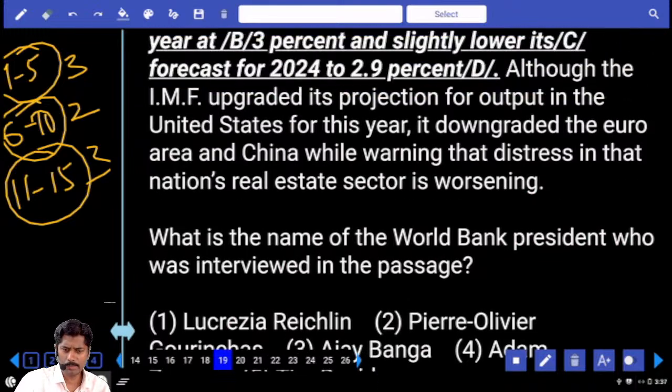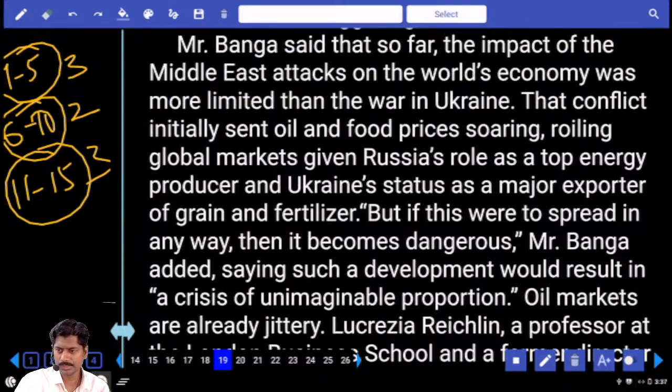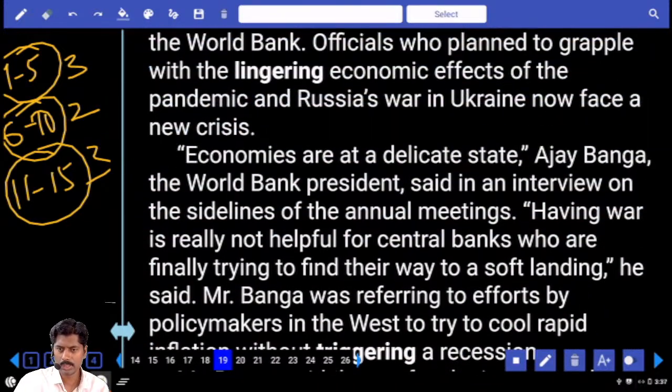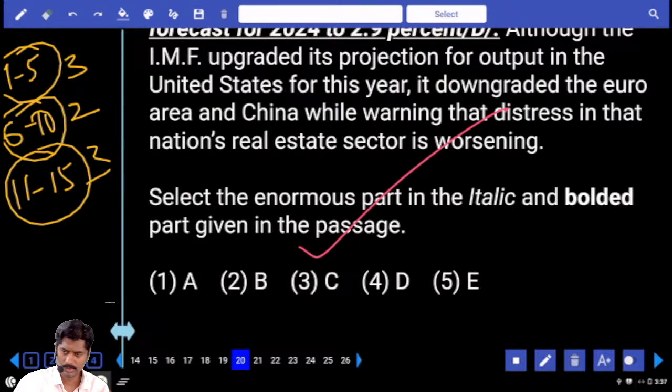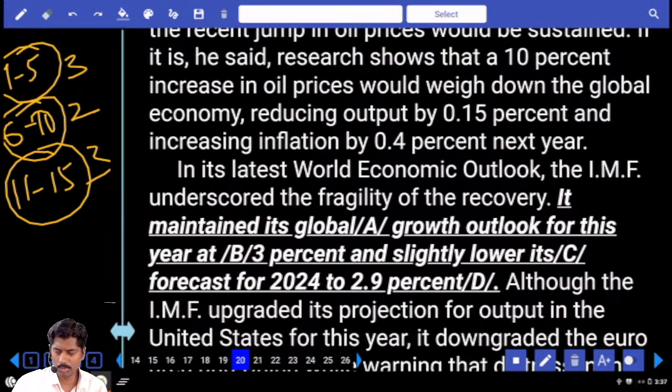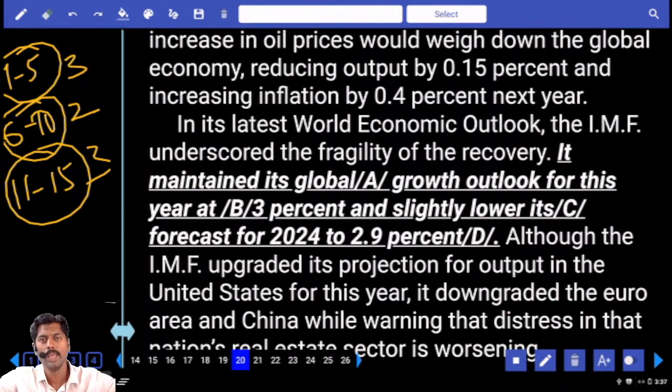What is the name of the World Bank president who was interviewed? Where is this? Ajay Banga, the World Bank president, said in an interview. Answer: Ajay Banga, the third option. Italic, bold sentence contains an error.